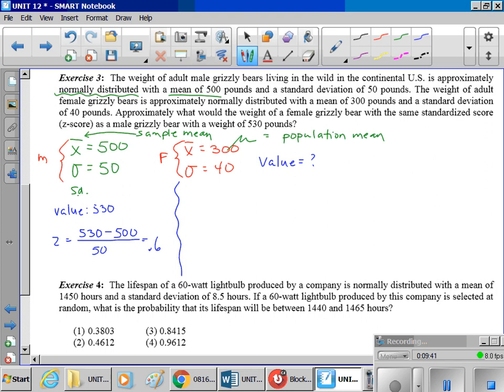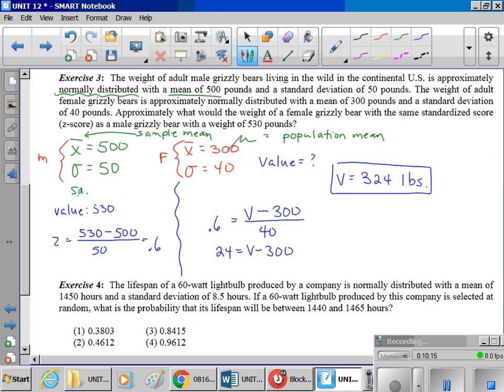So we're going to do the same thing, but this time we're going to say my z-score is 0.6, and my value minus my mean divided by my standard deviation. You're just going to do some cross multiplying here. So 40 times 0.6 is 24, which equals V minus 300. You add 300 to both sides, and V is equal to 324 pounds. So that means a female of 324 pounds is equivalent to a male of 530 pounds in that same percentage.